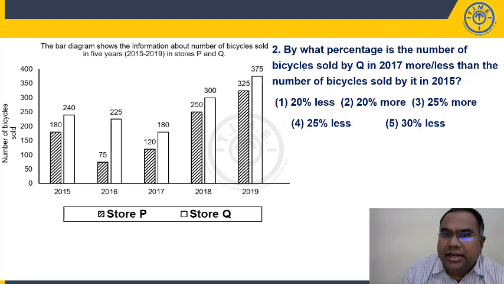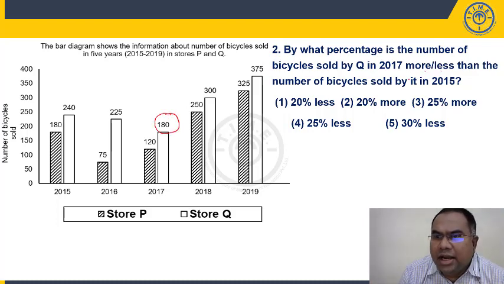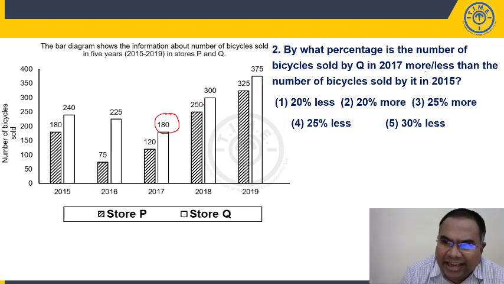By what percentage is the number of bicycles sold by Q in 2017, which is 180, more or less than the number of bicycles sold by it in 2015? Q, it is Q. So sold by Q in 2015. So 2017 it is 180, 2015 it is 240. So clearly it is less. How much percentage less?